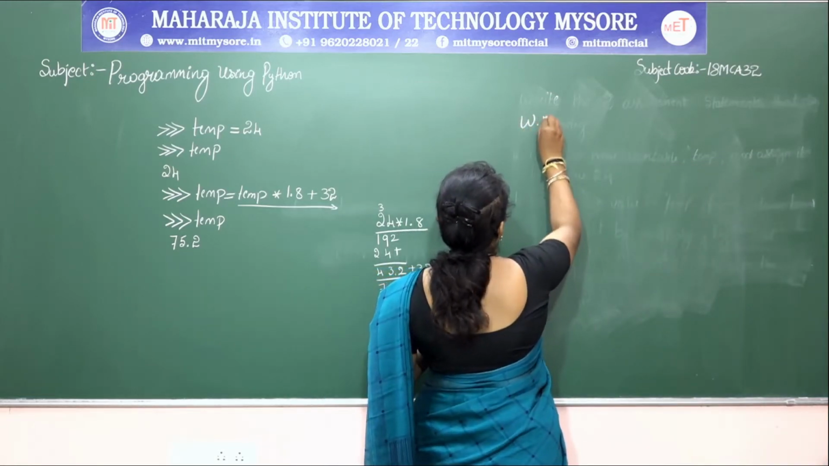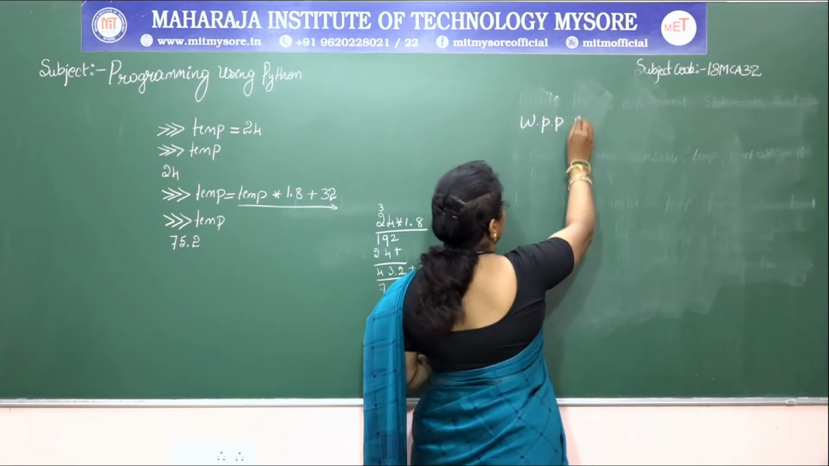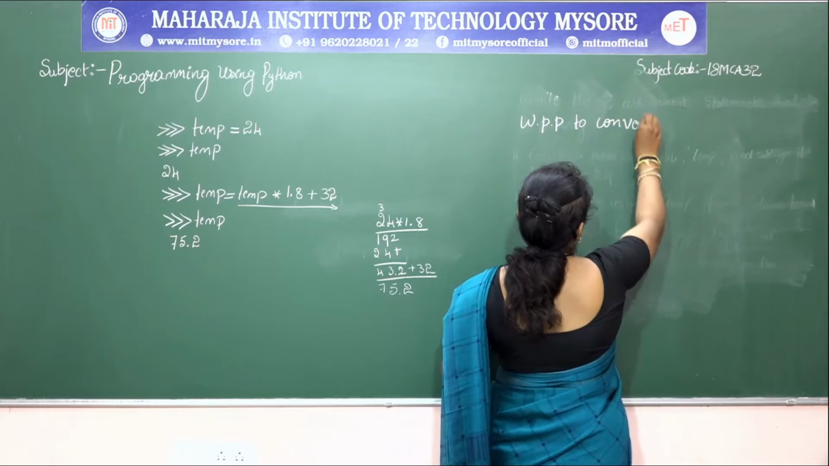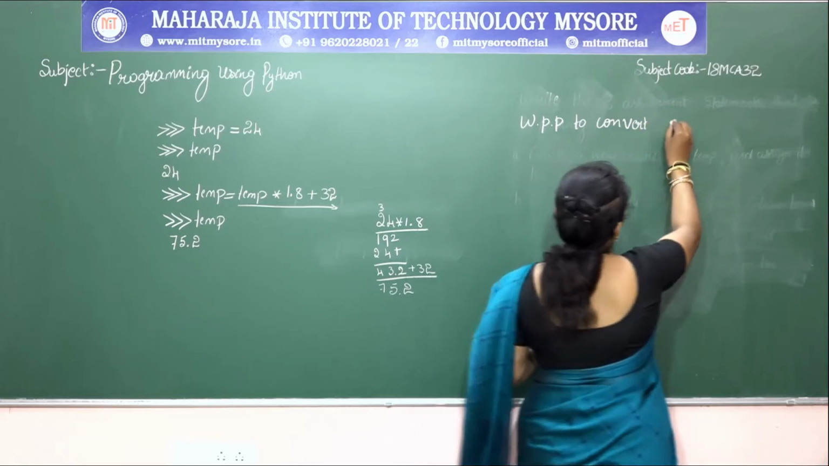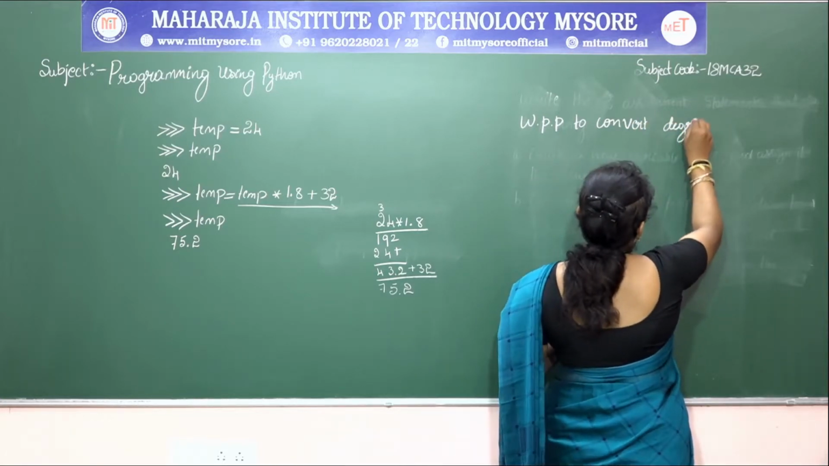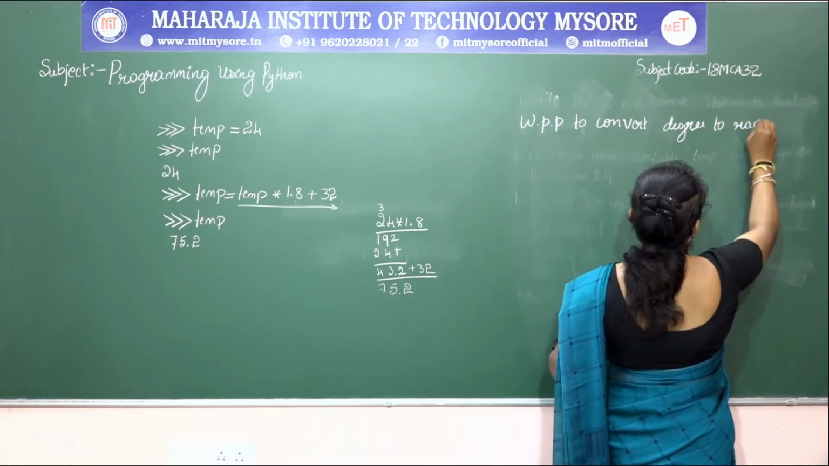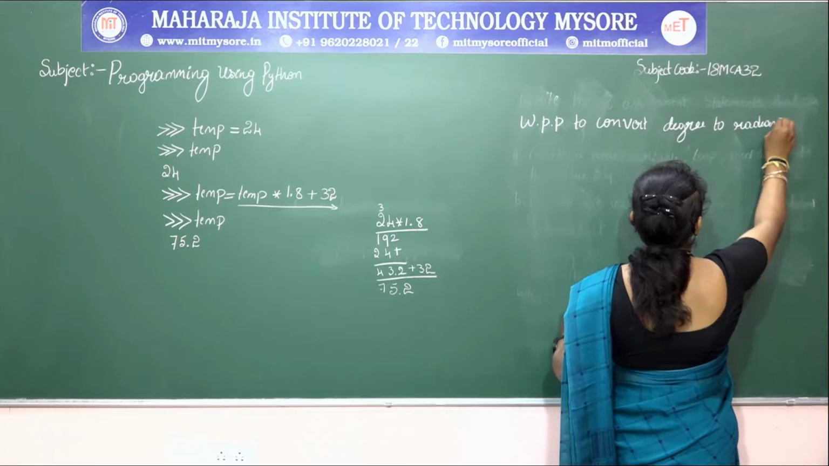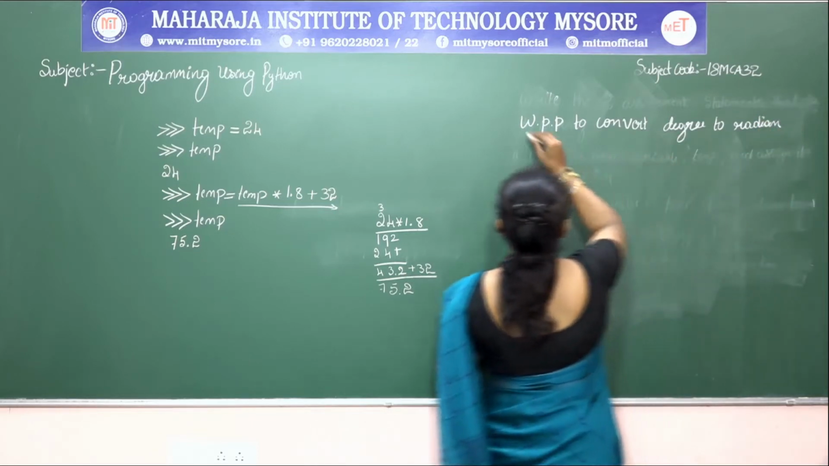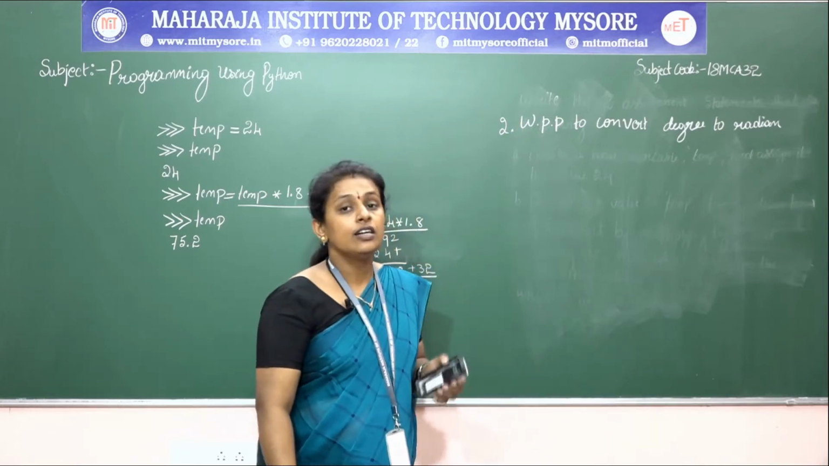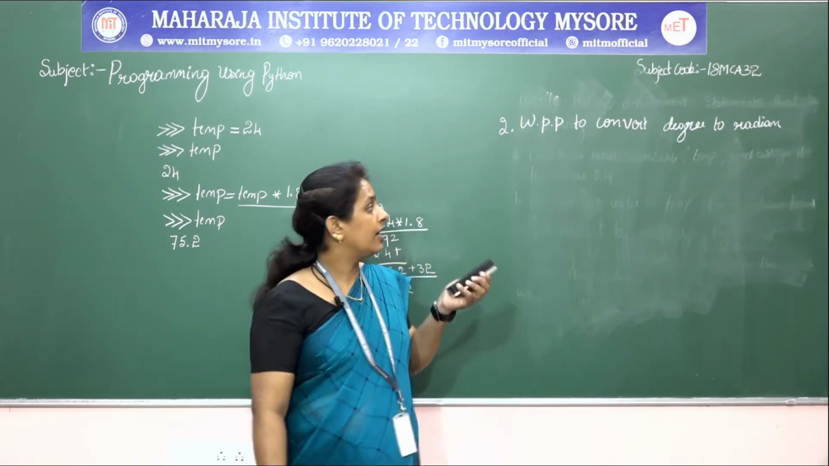Write a Python program to convert degree to a radian. So this is the next question. So we need to convert a degree value to a radian.